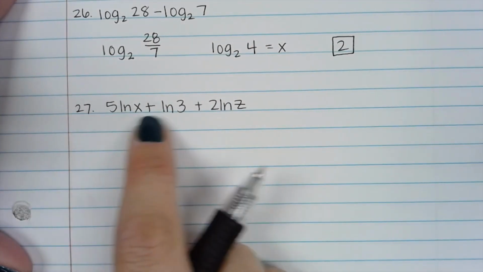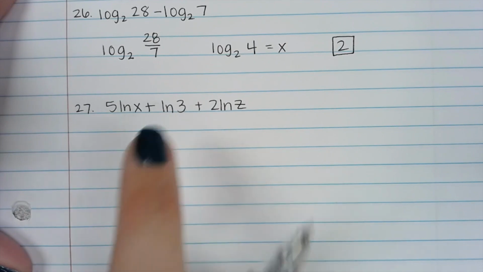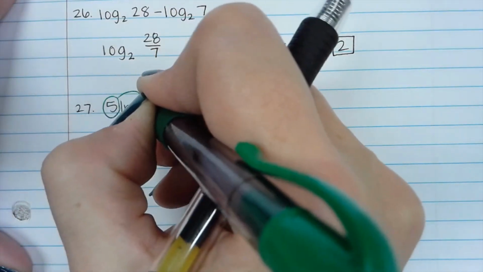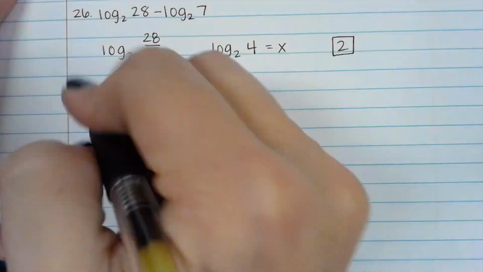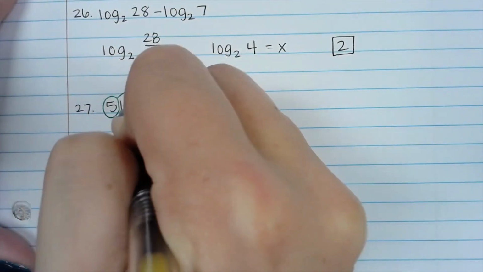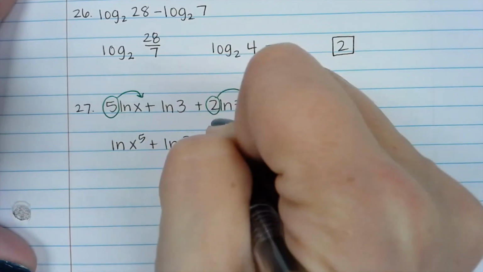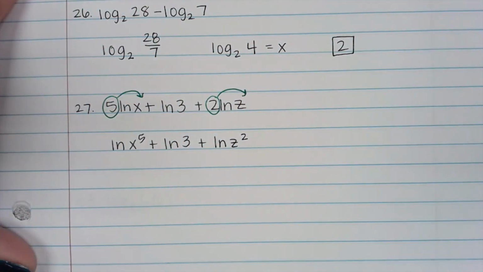On question 27, I start by noticing that they're all addition, so it means it's all going to turn into multiplication. But before I put it back together, the 5 has to flip up here, and the 2 has to flip up here. So I'm going to have 2 steps for this question. It's going to be ln of x to the 5th plus ln of 3 plus ln of z squared. So I like to write it that way first.